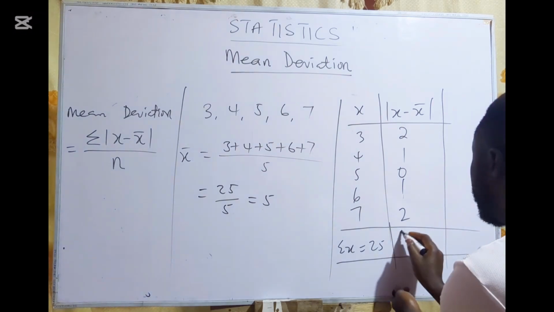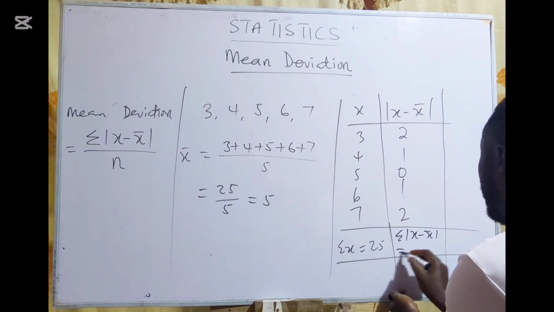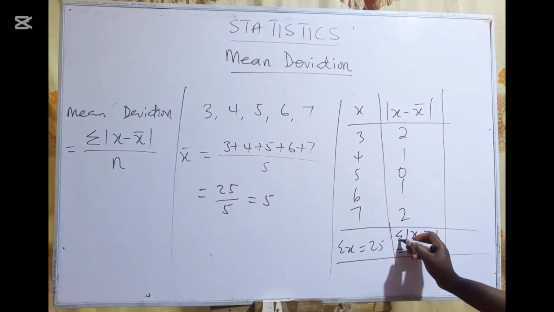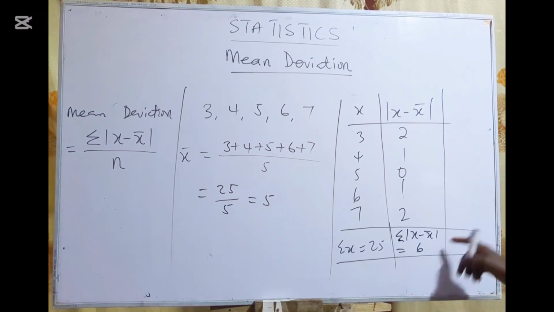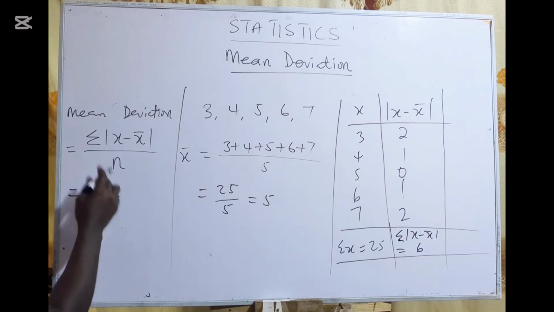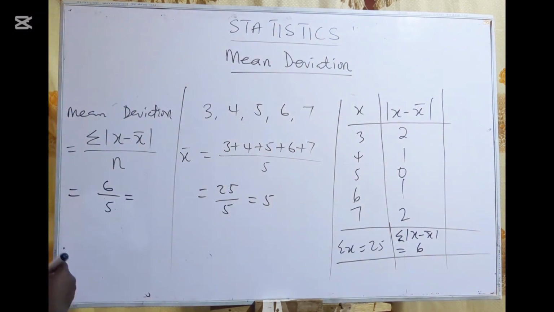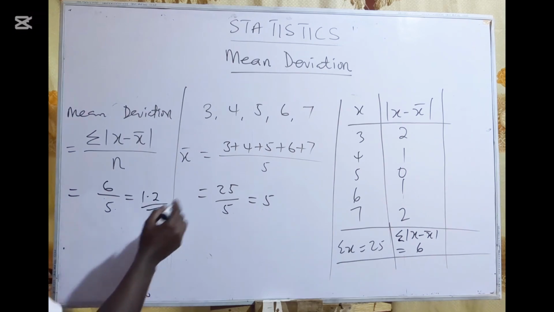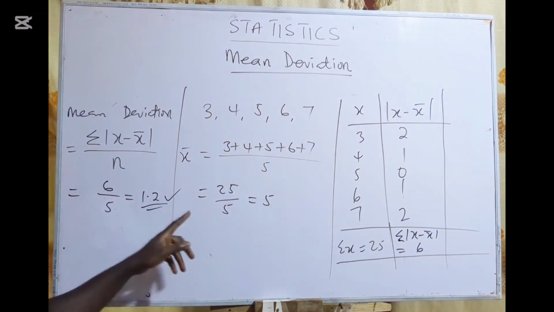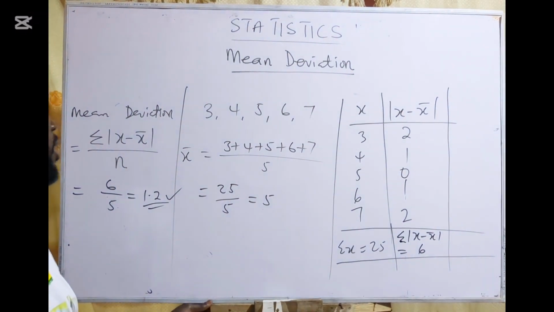After that, we can get our sigma of the absolute value of x minus the mean. So we add everything: 2 plus 1 gives us 3, plus 0 is 3, plus 1 is 4, plus 2 is 6. So the summation of the absolute value of x minus the mean is 6. Therefore, our mean deviation is 6 divided by n, the total number of values, which is 5. So we have 6 divided by 5, which gives us 1.2. So the average of the deviation, how far away the numbers are from the mean, is 1.2.